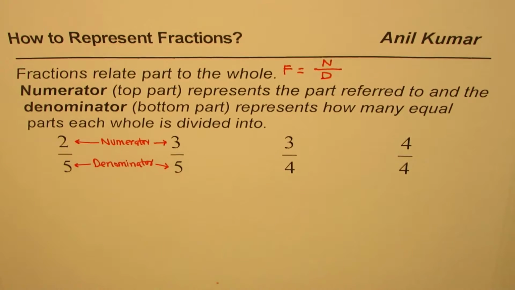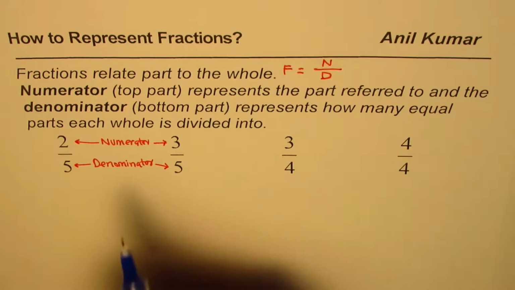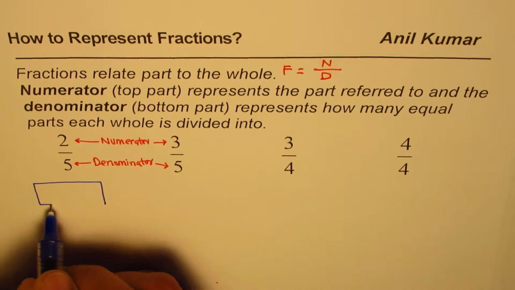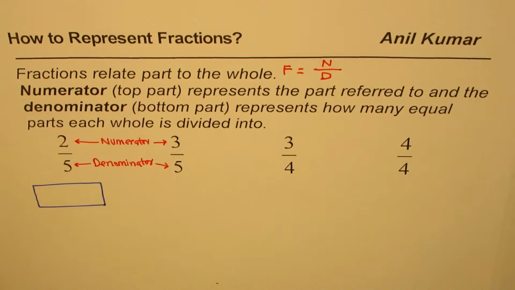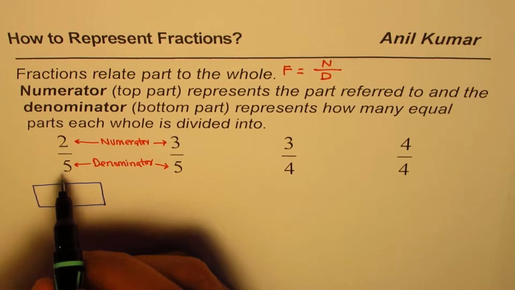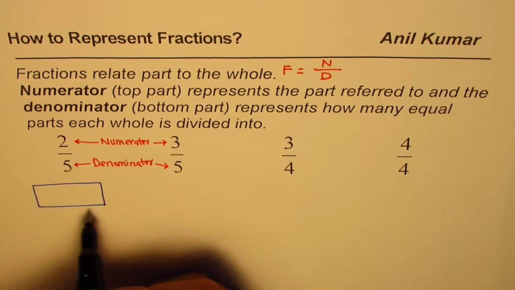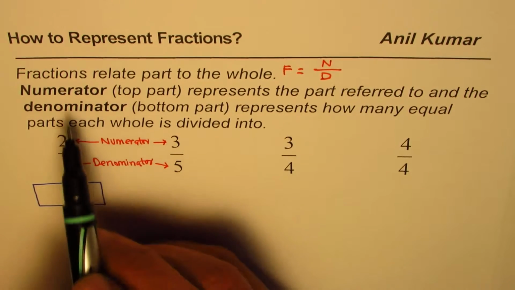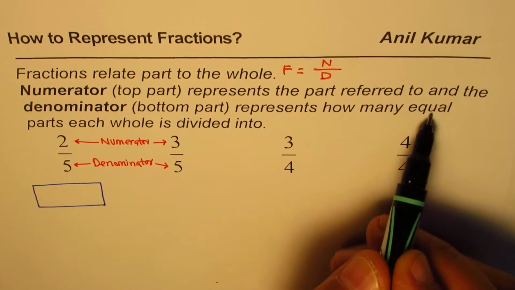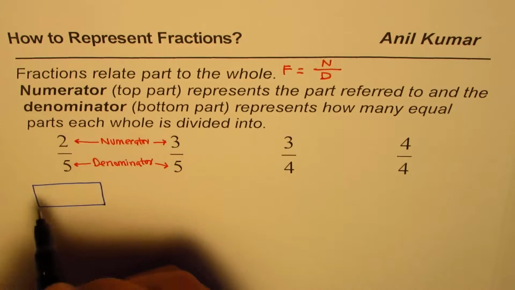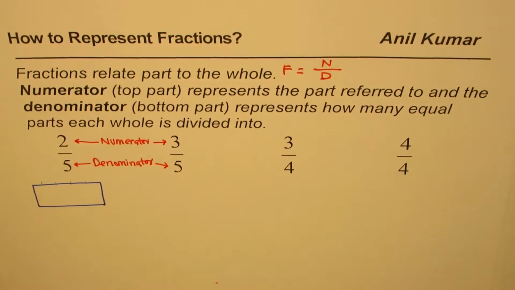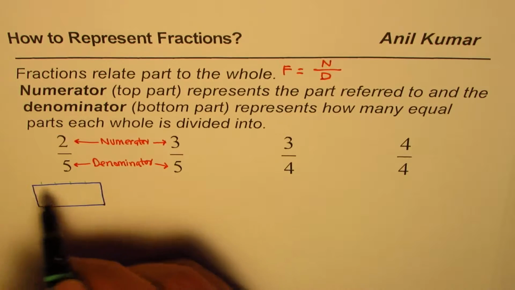Now let us see how to represent these fractions. One way is, let's consider one whole thing, right? So let us say this is one whole thing. Now whenever we have fractions, we divide the whole into equal parts. So in this case, the denominator is 5, so the whole will be divided into 5 equal parts. That's what we mean by saying denominator, the bottom part, represents how many equal parts each whole is divided into. So let's say 1, 2, 3, 4 and 5. These are equal parts in which we are going to divide this rectangle.